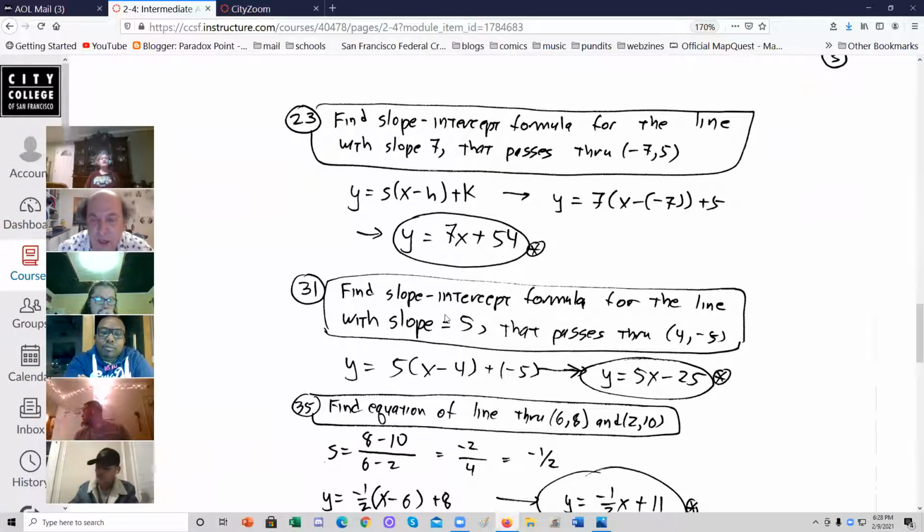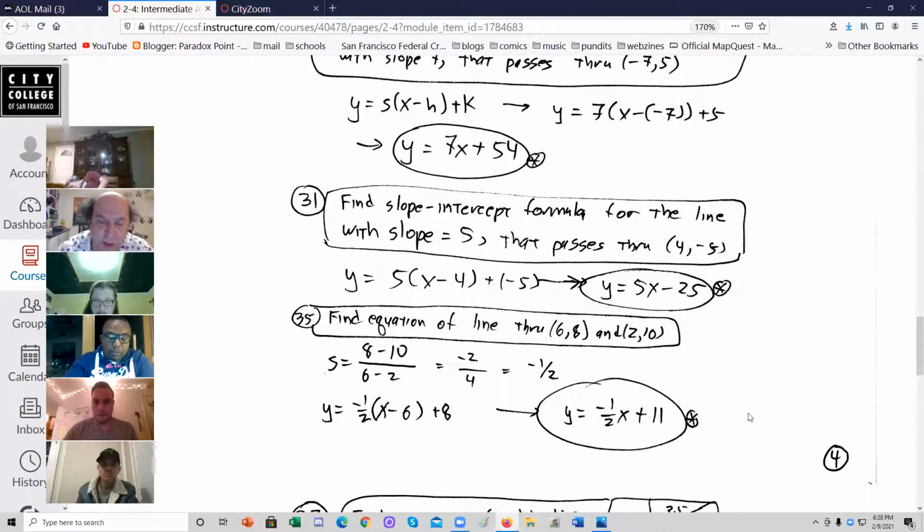All right, same kind of deal. You want a slope-intercept formula, y equals sx plus b, for the line with a slope of 5 that passes through 4 by negative 5. So 5 from this times x minus 4 from this plus negative 5 from this. And again, we multiply this out and add to that. We get y equals 5x minus 25.